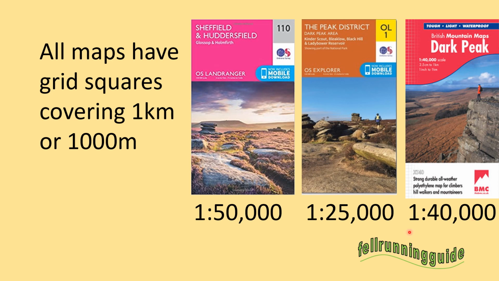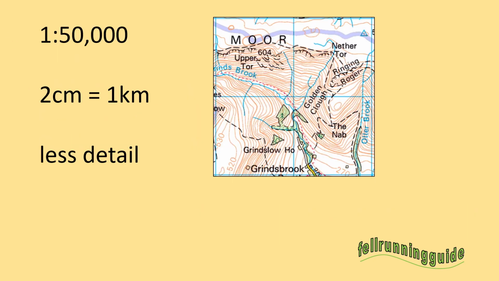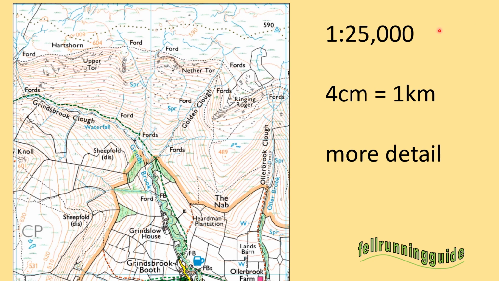Now it doesn't matter what map we use, they've all got grid squares on them, and a grid square is 1 kilometre or 1,000 metres of land. So let's have a look at an example. This is an extract from the 1 to 50,000 map. And on this map, 2 centimetres of map represents 1 kilometre of ground. So the grid lines are 2 centimetres apart on this map. And then on the 1 to 25,000 map, 4 centimetres of map represents 1 kilometre of ground. So the grid lines are 4 centimetres apart on the 1 to 25,000.